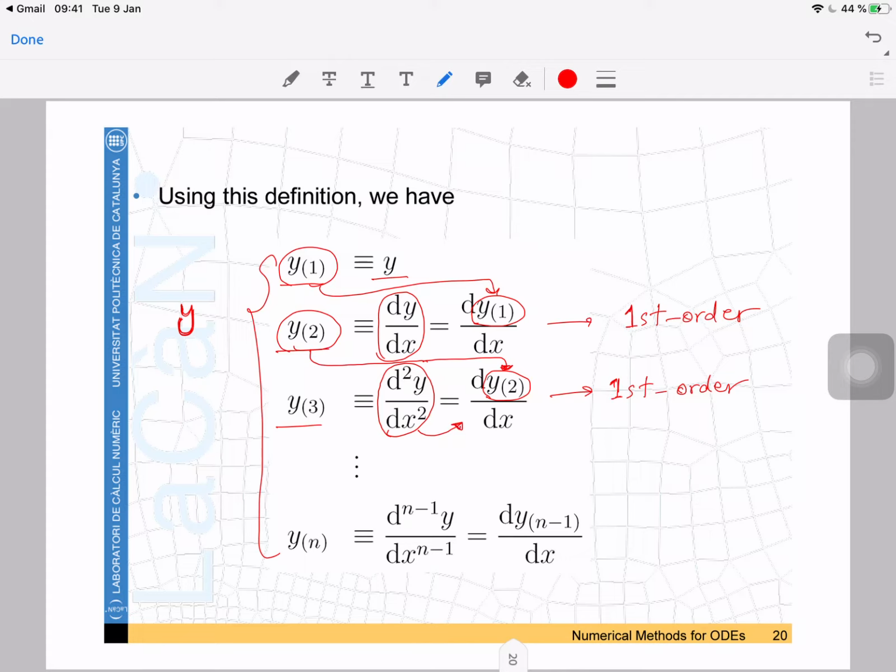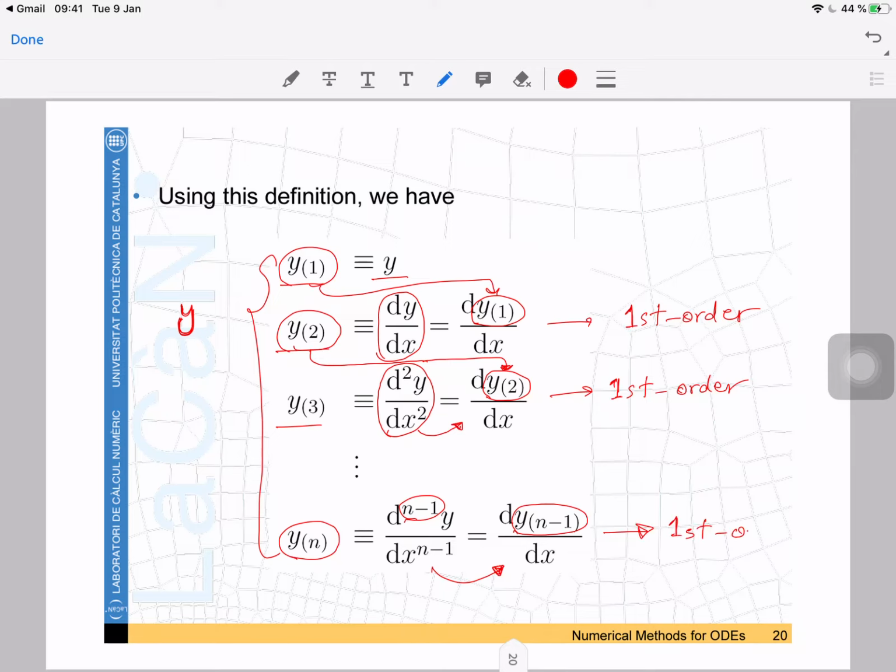So for the last component, yn, this is the n minus 1 order derivative of y with respect to x. Again, this n minus 1 order derivative can be reduced to a first order derivative by using the previous component. Because the previous component is the n minus 2 derivative, the derivative of the n minus 2 derivative becomes the n minus 1 derivative. So this is first order again.